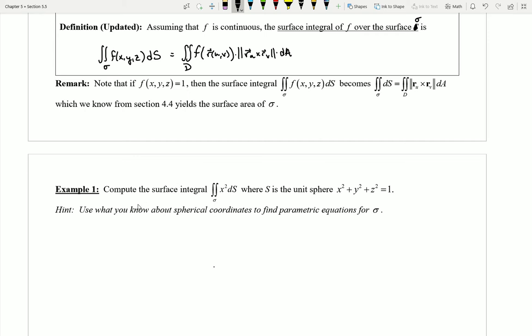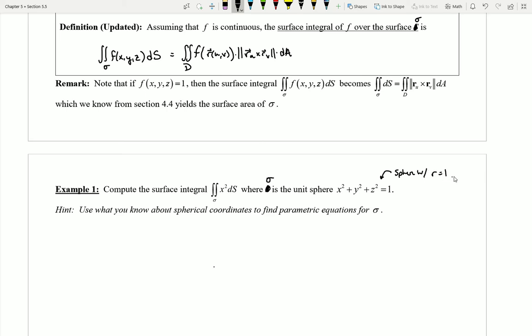Let's take a look at our first surface integral. I want to compute the surface integral of x squared dS over sigma, where, and again, I apologize, I have another typo here, sigma is the unit sphere. So that's the surface that I'm working with, a unit sphere. And you could probably tell right away that this is a sphere and it's got radius 1.